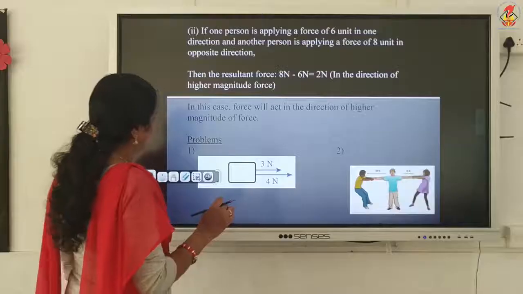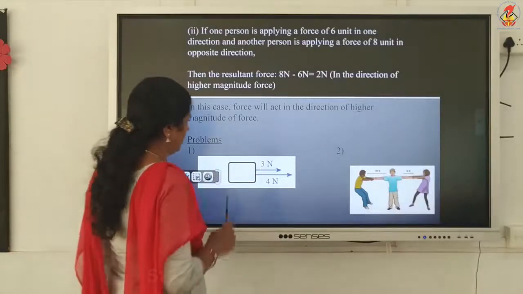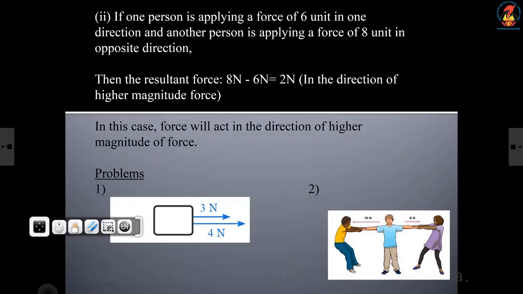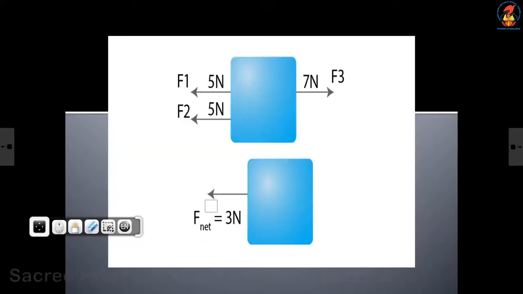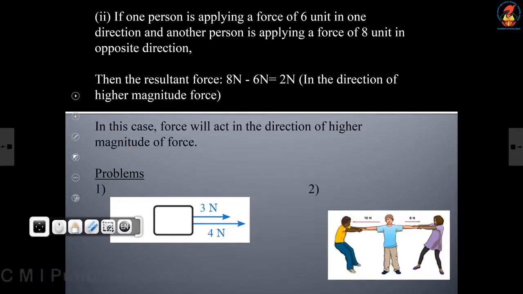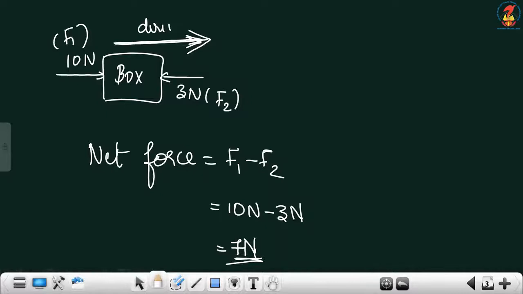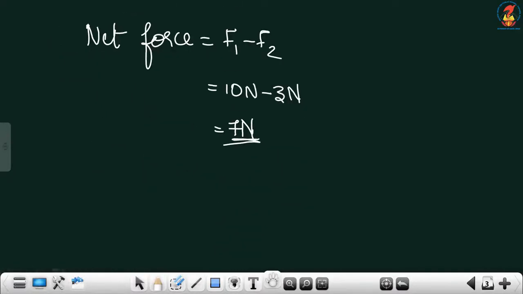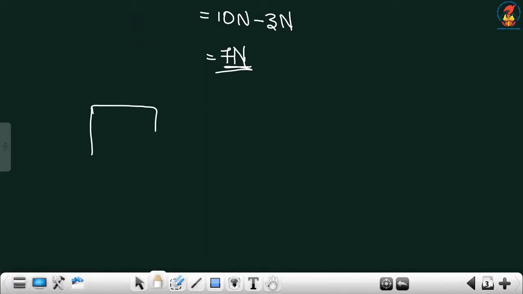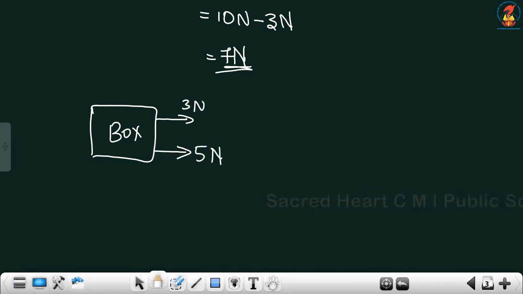Now we need to solve this one. An object, two forces are applying. I will draw it here, a box. Here 3 Newton and here 5 Newton. I forgot the number in that question, but let us take 3 Newton and 5 Newton.